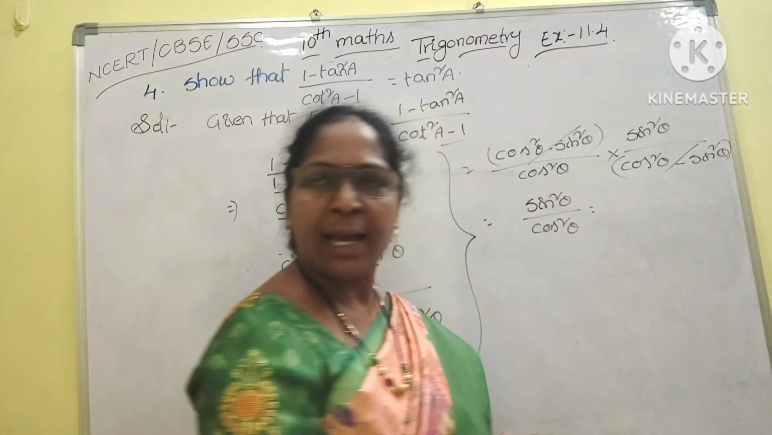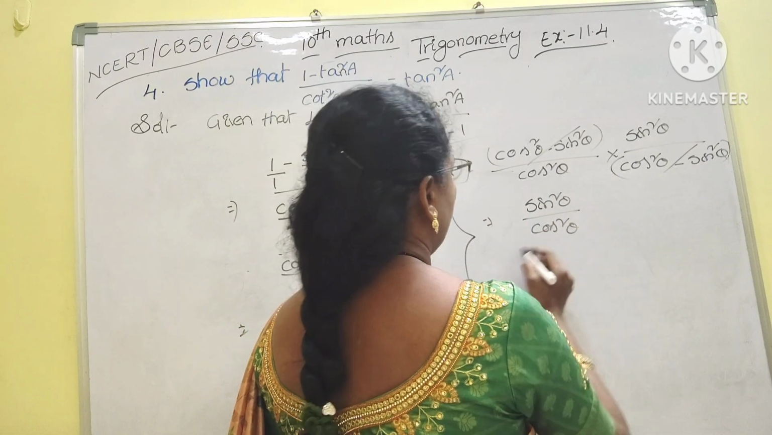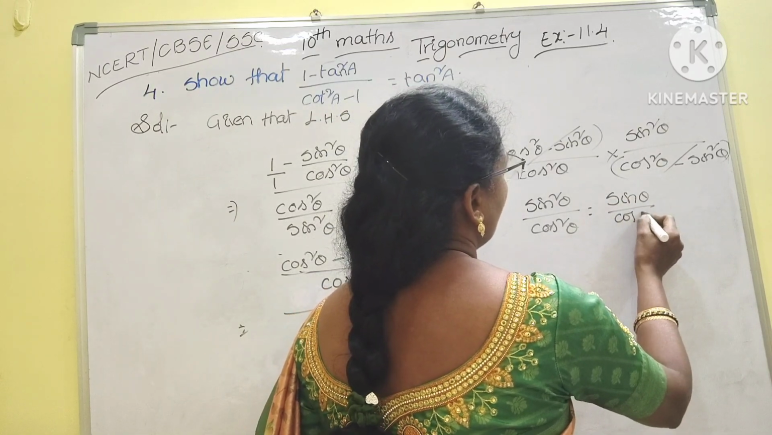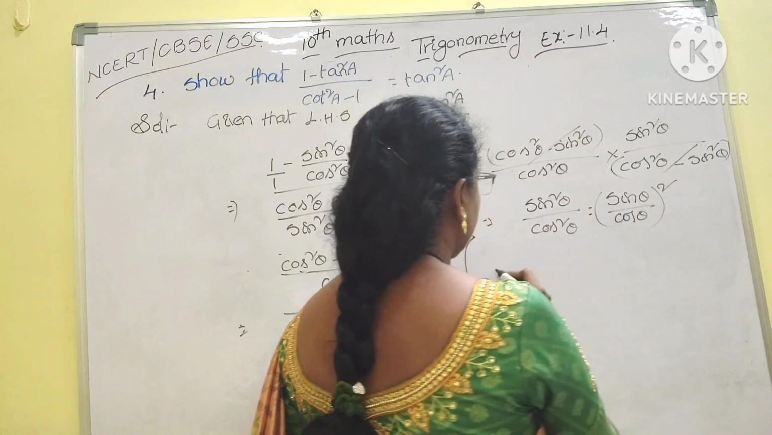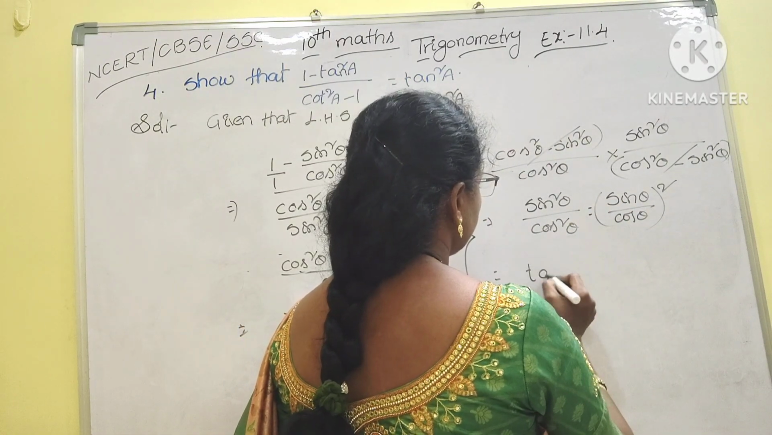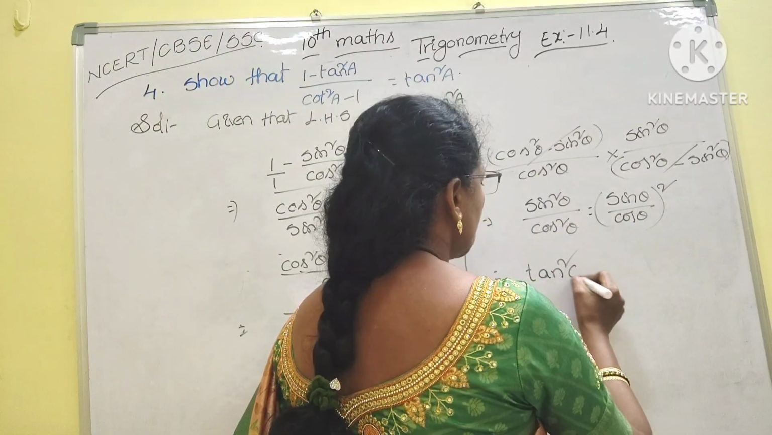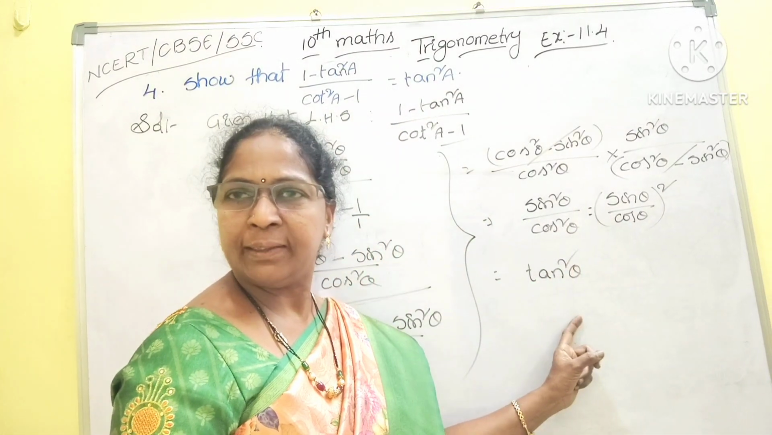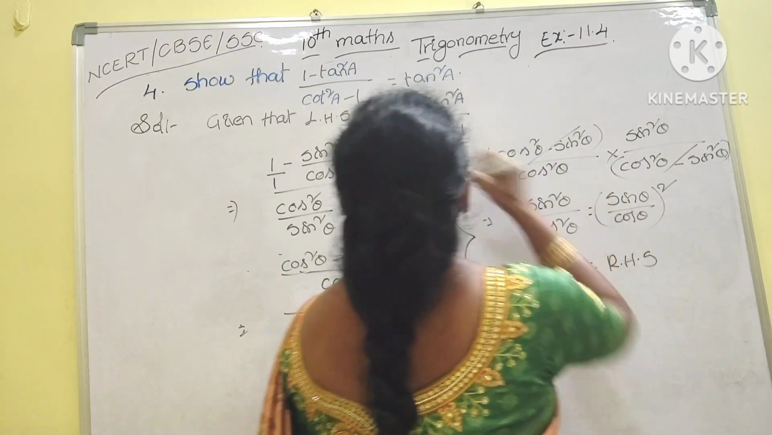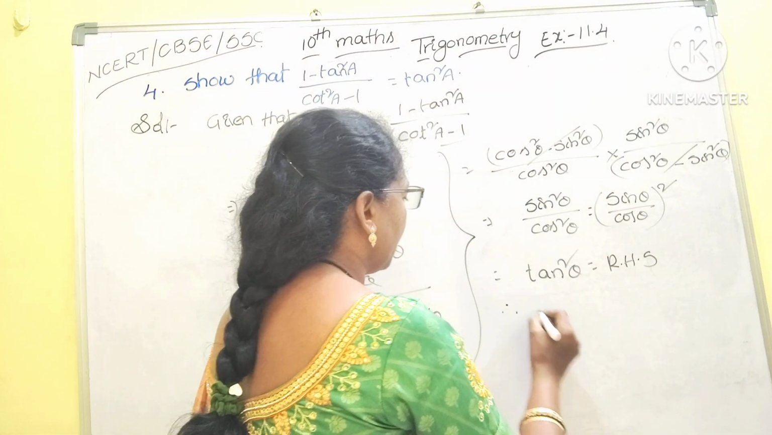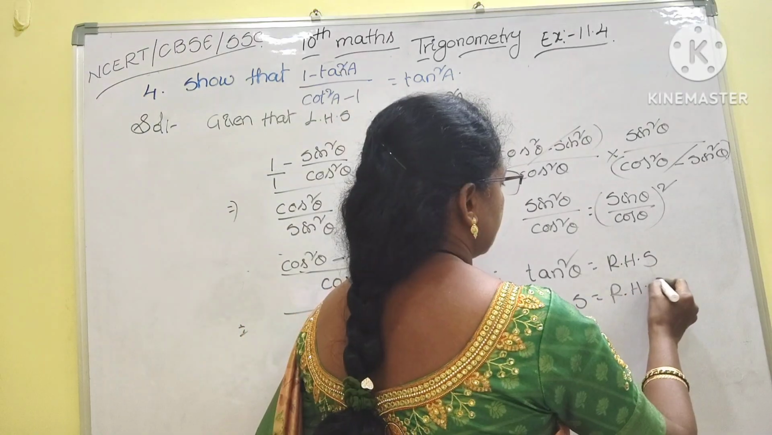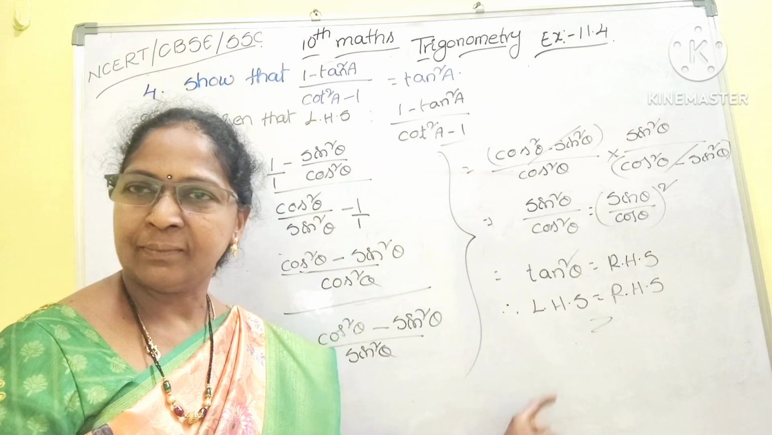This can be written as sin theta by cos theta whole square, where sin theta by cos theta equals tan theta. So this entire term is tan. Here whole square is there, so you also write the square term, tan square theta, where tan square theta is the RHS. Yes, we have shown here. Therefore, LHS equals RHS. This is the proof.